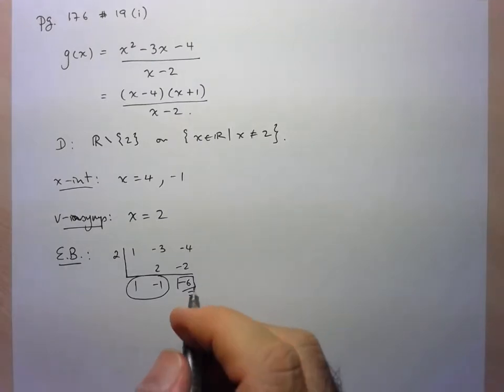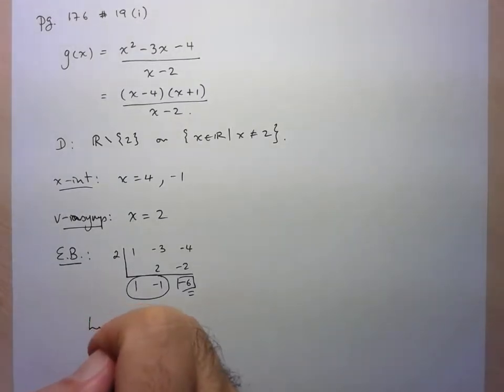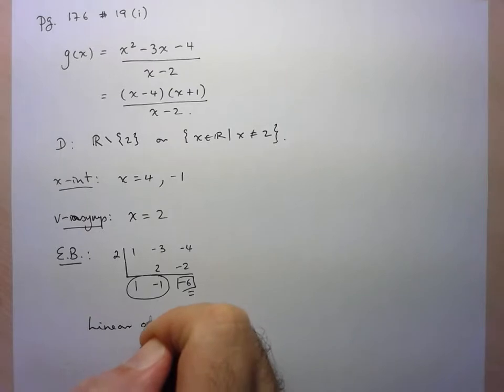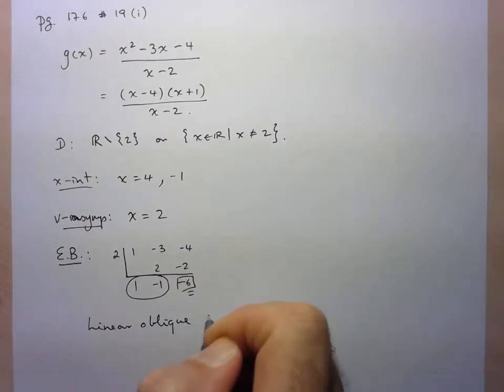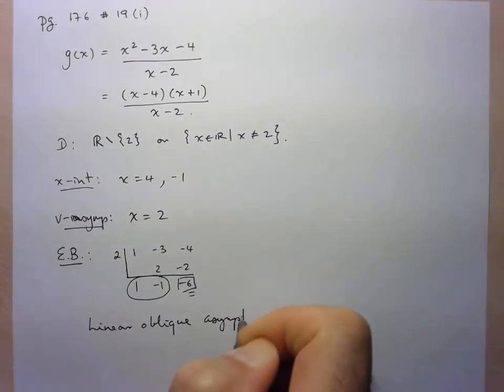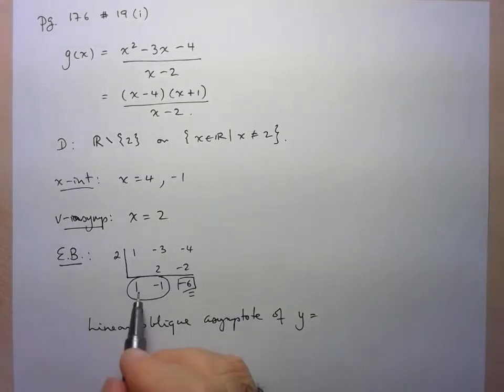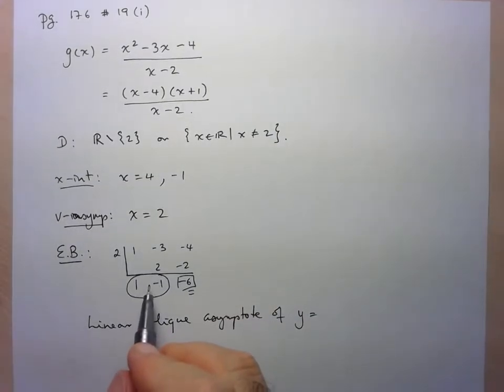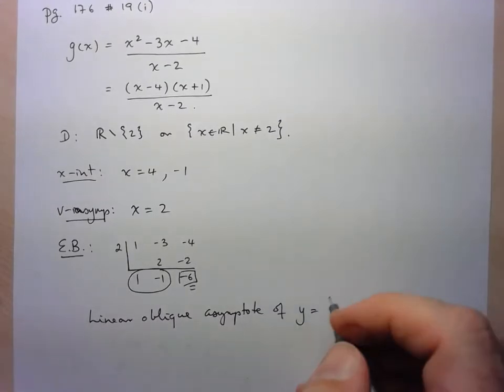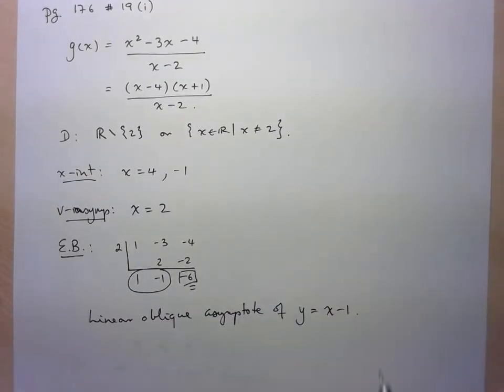All right, so here we have a linear oblique asymptote of y equals, and of course this is just going to give us the coefficients of our linear function. So y equals x minus 1.